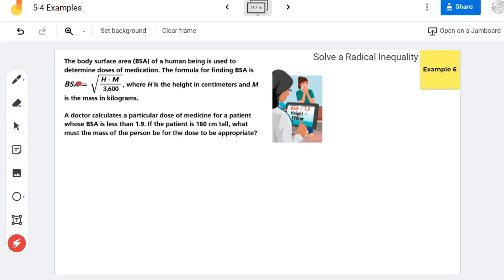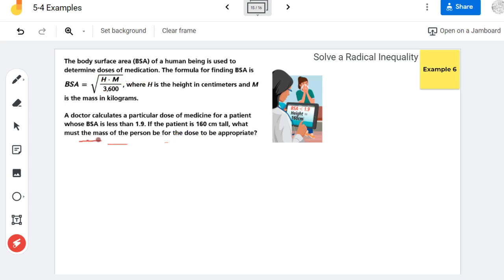So the formula here takes the body surface area and shows us how to calculate their body surface area, where h is their height and m is their mass in kilograms. Our problem says that a doctor is calculating a particular dose of medicine for a person whose BSA is less than 1.9. If the patient is 160 centimeters tall, that's their height, what must the mass of the person be for the dose to be appropriate?